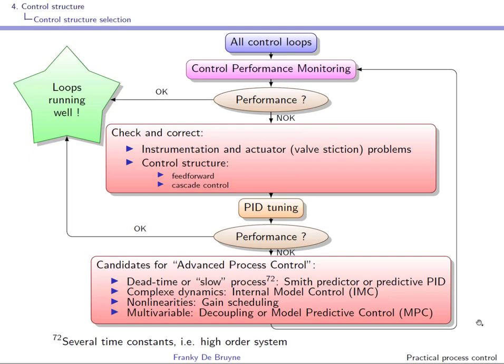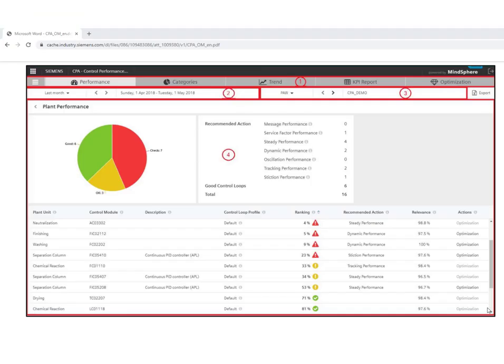If in the future you're responsible for a production line, you should monitor all control loops on a regular basis. This used to be very time consuming, but nowadays control performance monitoring tools can assist you and greatly simplify your job. Here on the screen you see an overview of the plant performance using the Control Performance Analytics tool CPA from Siemens. Other vendors will offer similar tools.